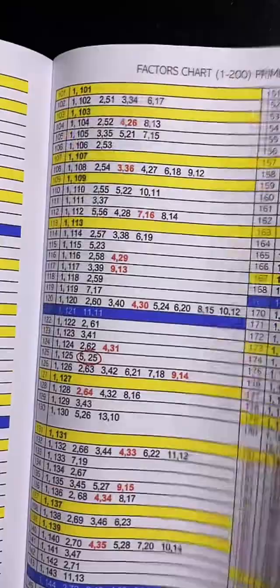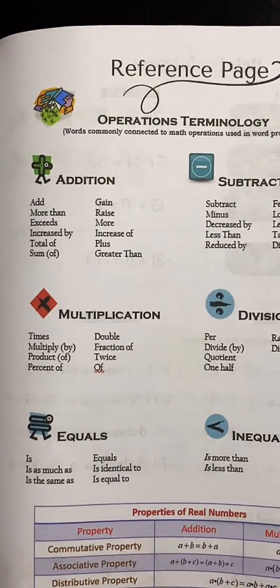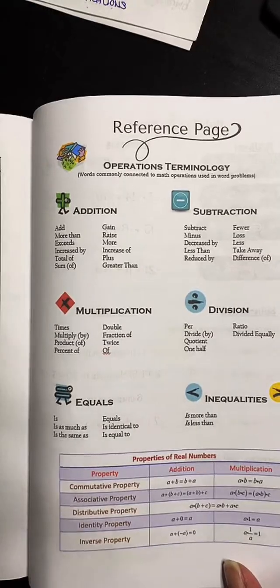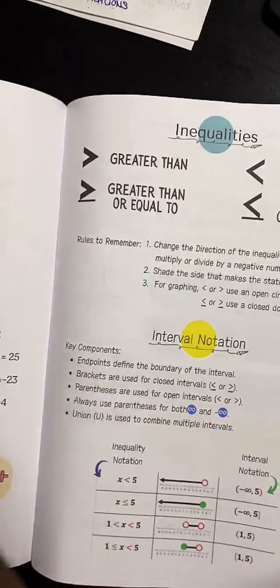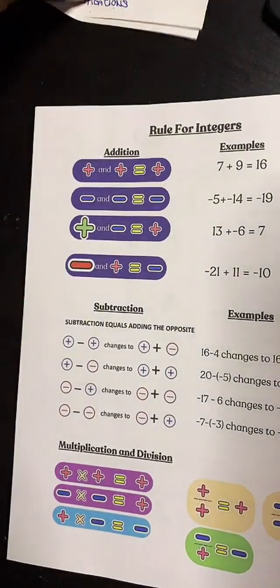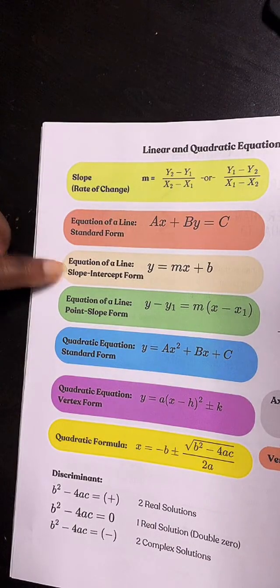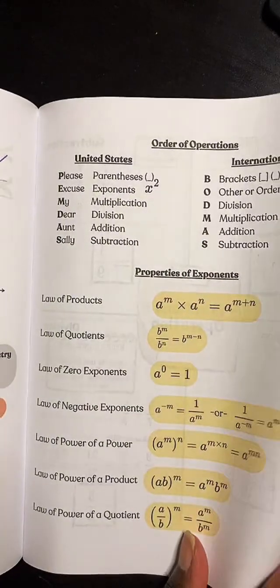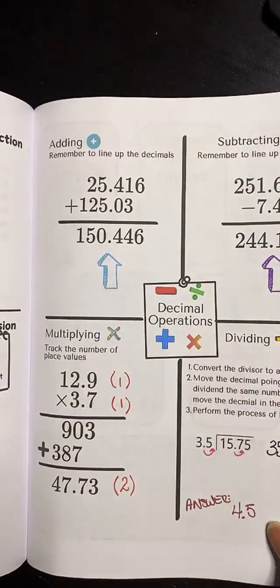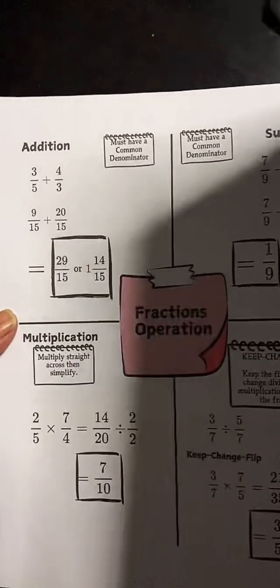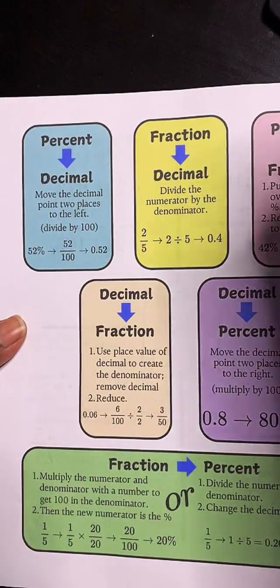I have that in the back of my notebook. I also have other references to help us remember. Let me unzoom just a bit. Then we have our inequalities, interval notation, our rules of integers, the things that we constantly keep forgetting. Then we have the linear section. Oh, this looks familiar. Slope. Equation of the line. We have the order of operations, properties of exponents, the decimal operations, the fraction operations. We have the different ways of breaking it down.